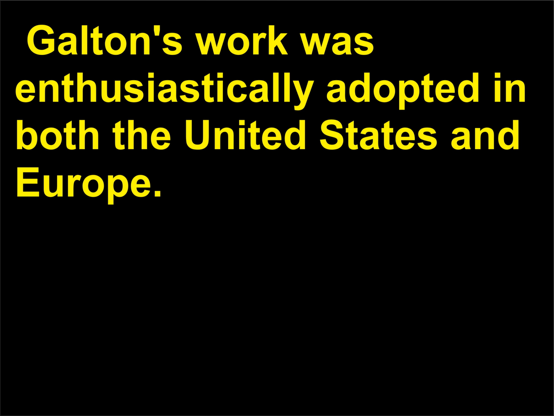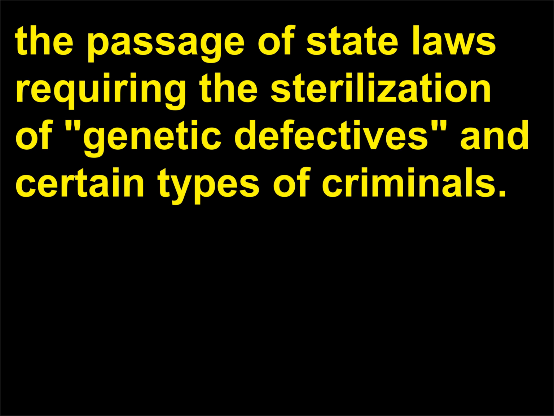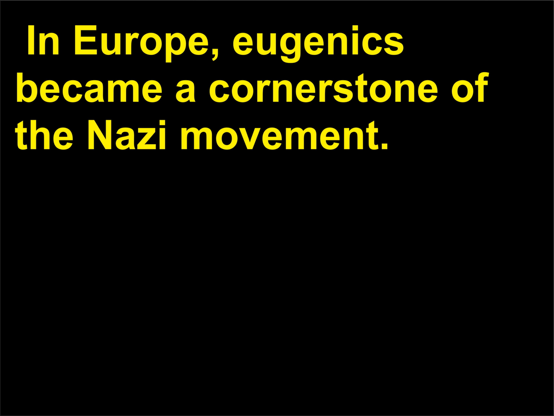Galton's work was enthusiastically adopted in both the United States and Europe. In the United States between 1900 and 1930, eugenics gave rise to changes in federal immigration laws and the passage of state laws requiring the sterilization of genetic defectives and certain types of criminals. In Europe, eugenics became a cornerstone of the Nazi movement.